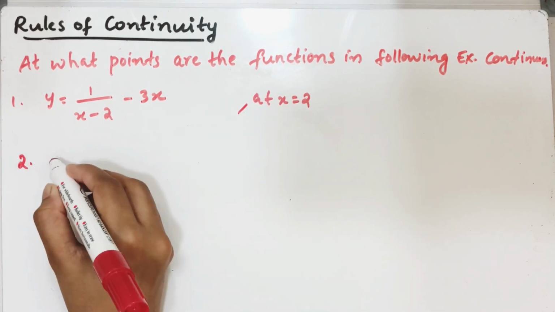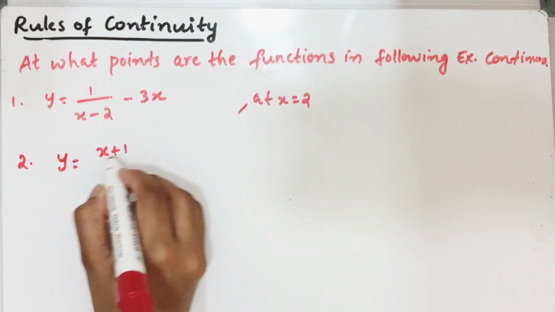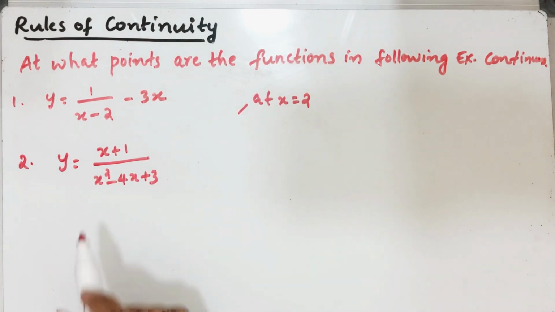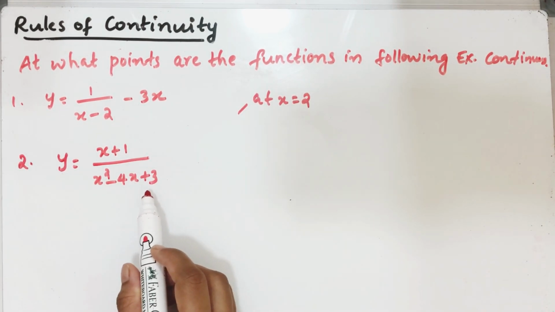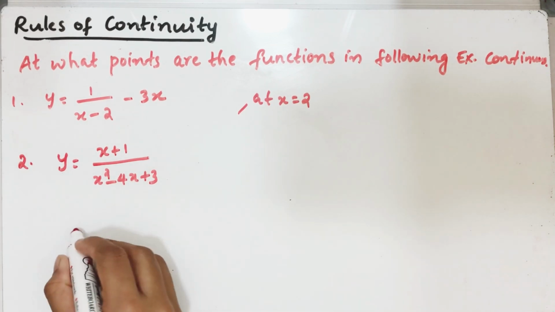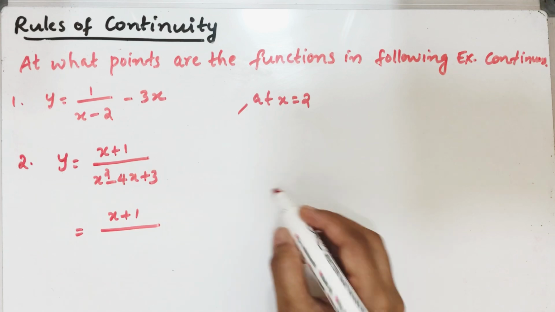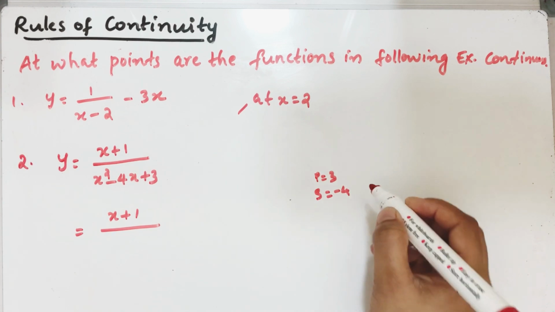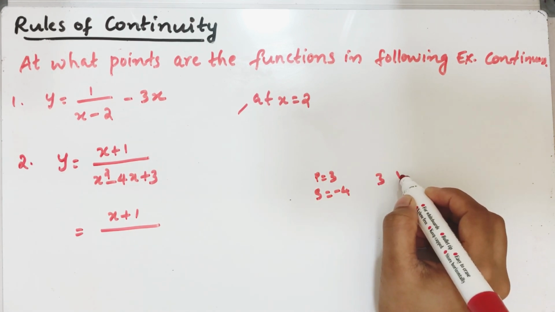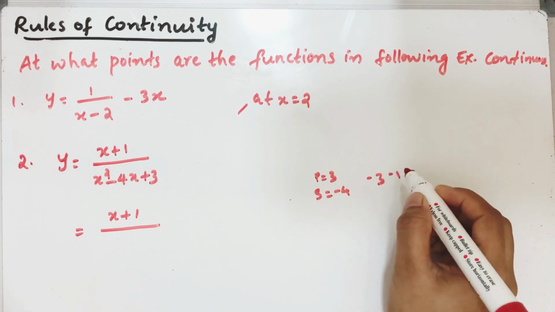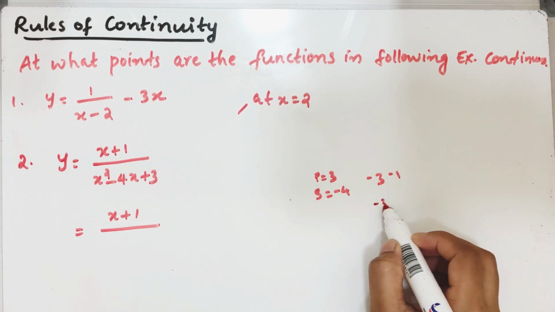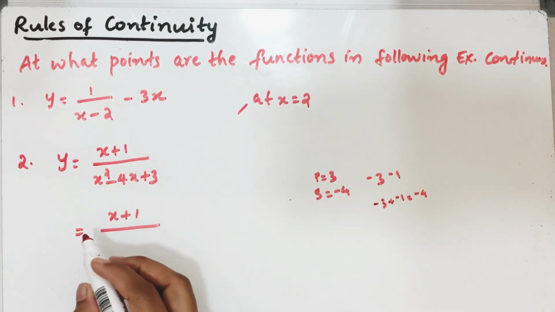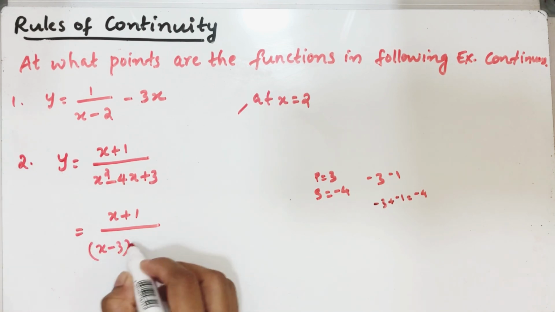Second question, y equal to x plus 1 by x square minus 4x plus 3. Here the denominator is x square minus 4x plus 3. We can factorize it. Here take product equal to 3, sum equal to minus 4. The factors are 3, 1, minus 3, minus 1. 3 into minus 1 equal to 3, minus 3 plus minus 1 is equal to minus 4. We can factorize this as x minus 3 into x minus 1.